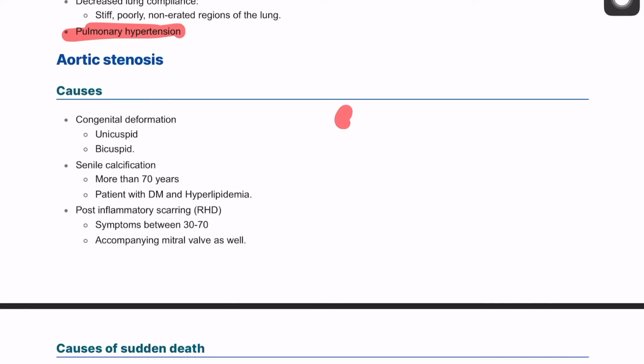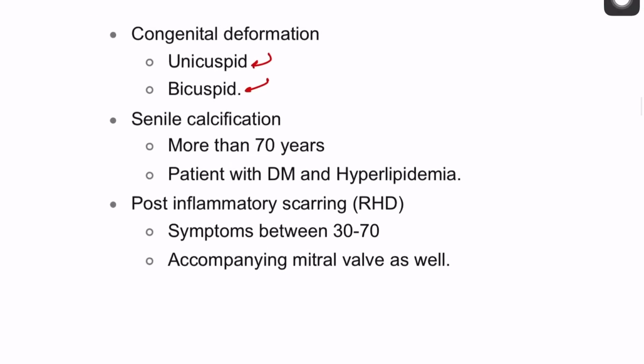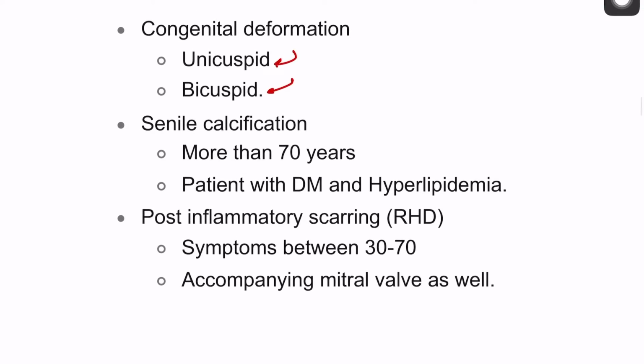You have some congenital causes, which happen due to a bicuspid or unicuspid aortic valve. And there are some senile causes, which usually happen in old age, more than 70 years old, and that will be due to diabetes and hypertension with time. We're going to explain the pathophysiology as well. And also rheumatic heart disease, which can lead to scarring, and this happens between 30 to 70 years.